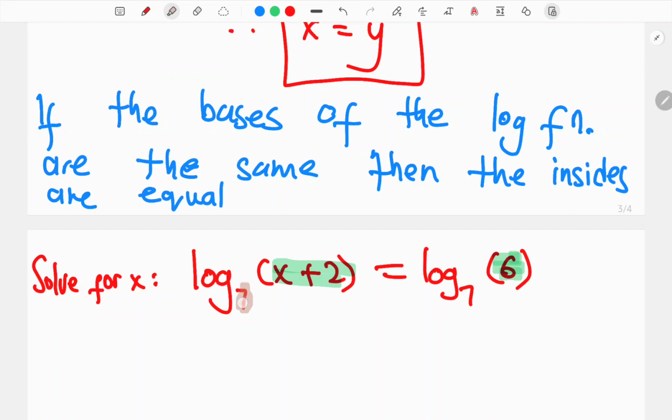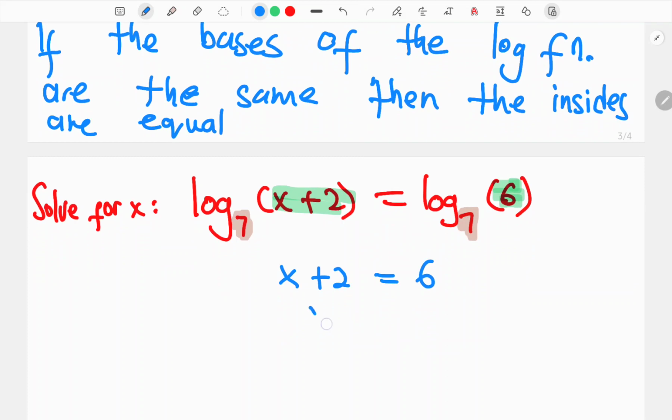But what is important? The important thing is that my bases are the same, right? So what's going to happen to my problem? How am I going to solve this? Since my bases are the same, I can now say x plus 2 is equal to 6, right? And then how do I solve for x? I say x is equal to 6 minus 2.